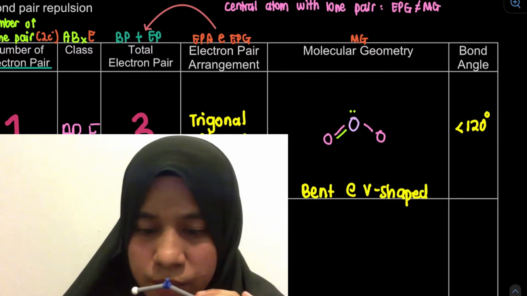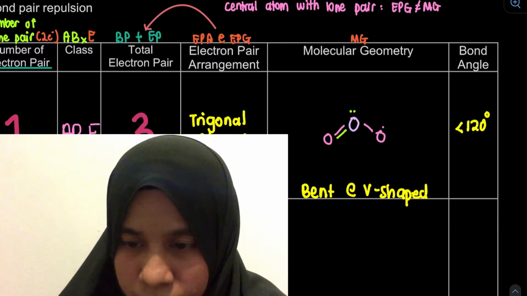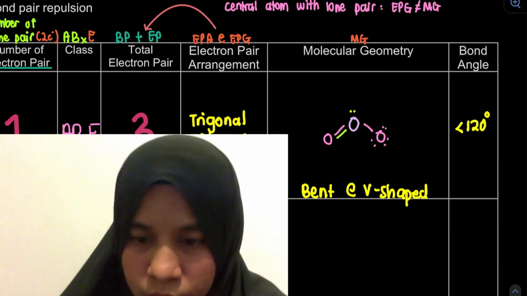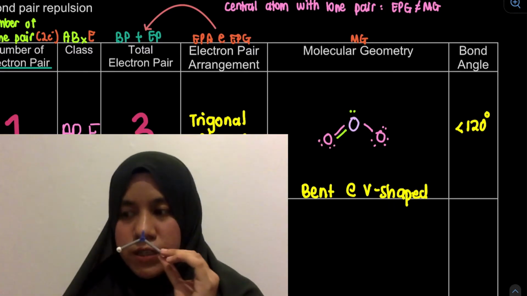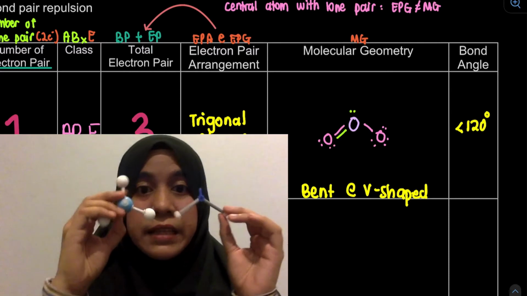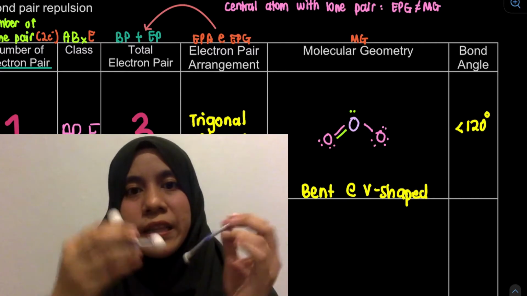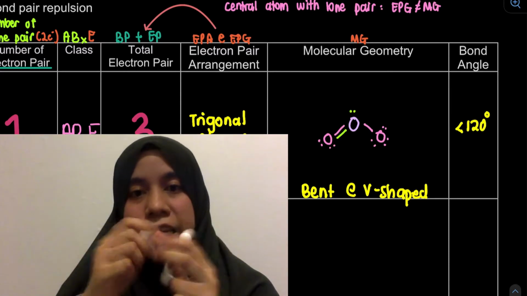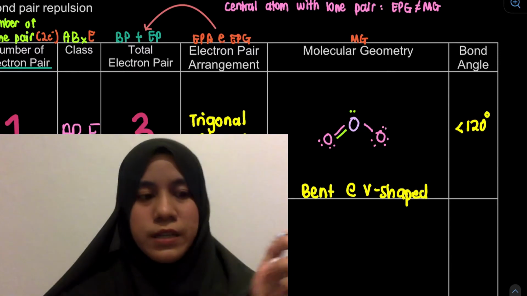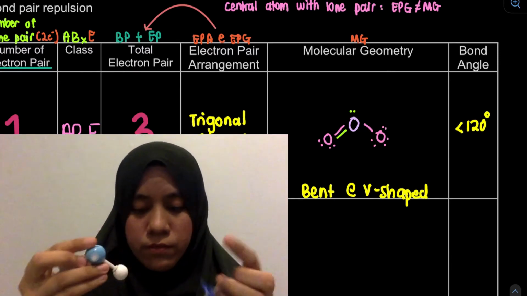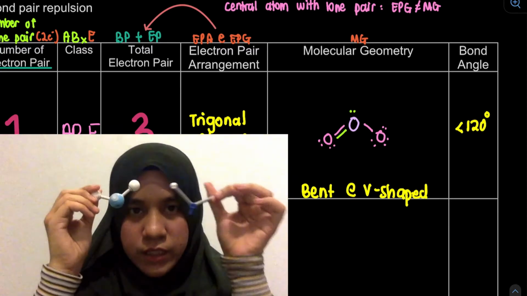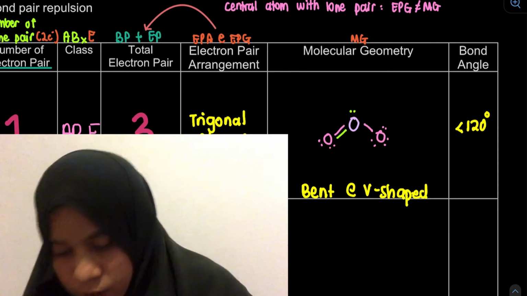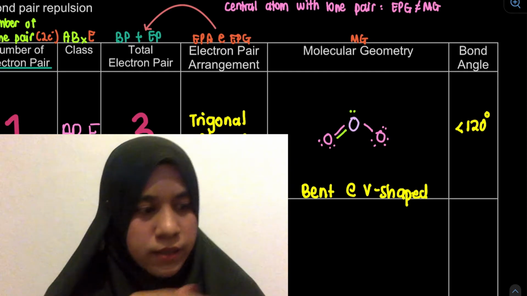Lepas tu oksigen ni make sure capai octet. 1, 2, 3, 4, 5, 6, 7, 8. Ni dah 1, 2, 3, 4, 5, 6, 7, 8. So this is what we call bent ataupun V shape. So yang ni pun samalah. Tadi tu yang Miss tunjuk yang satu yang besar tu nak tunjuk repulsion tu. Kalau yang ini kiranya Miss cabut satu. So samalah tadi tu. Dia jadi bent ataupun V shape. It's the same thing.